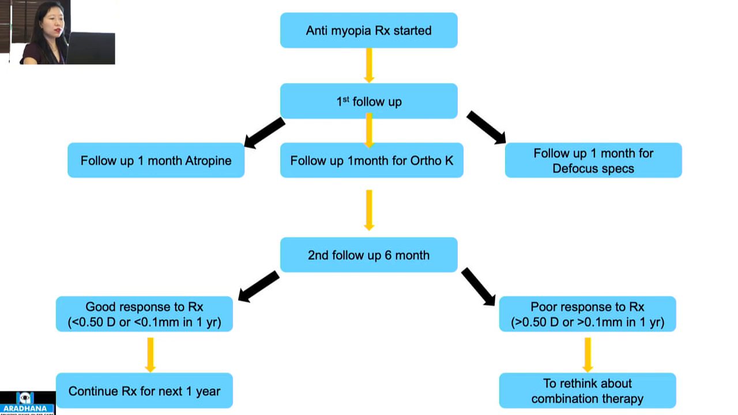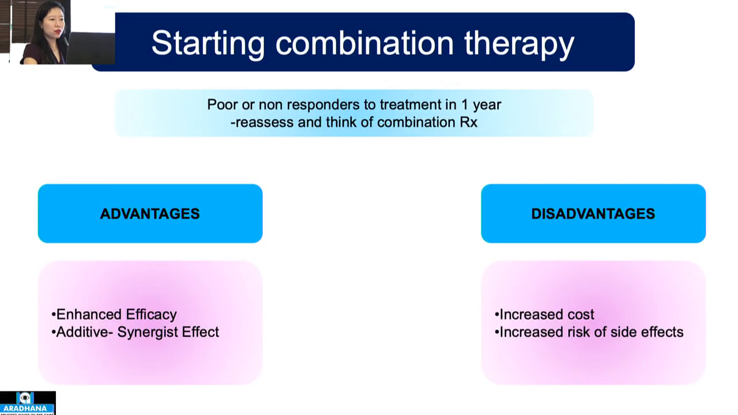A good response is said to be if there is less than 0.5 diopter, that is less than 0.1 millimeter, in 1 year. Then we can continue the treatment. If it is progressing more than 0.5 diopter in 1 year, then we have to think about combination therapy. So when do we start combination therapy? If one of the therapies is not working, then we can combine them.